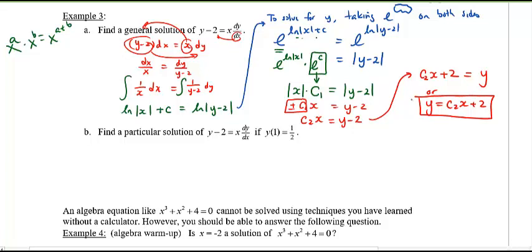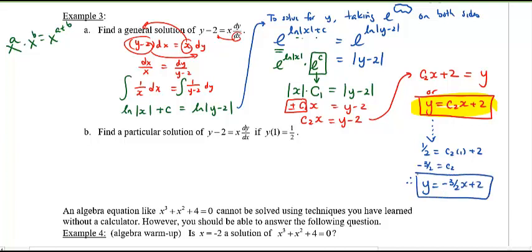Now once again, for my particular solution, I have two choices. I can actually go ahead and find the particular solution now using this form, which I think is pretty easy. So continuing on now, continuation for part B. I know that y of 1 equals a half, so a half is y, x is 1. We'll try to solve here. This becomes, I think, negative 3 over 2. So therefore my particular solution is y equals negative 3 over 2 x plus 2. And that's perfectly fine.